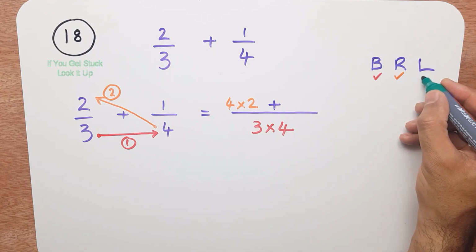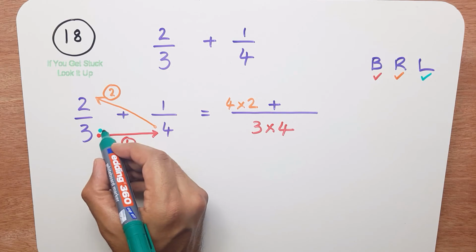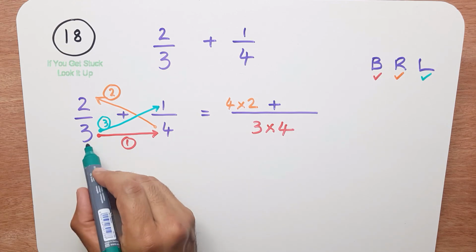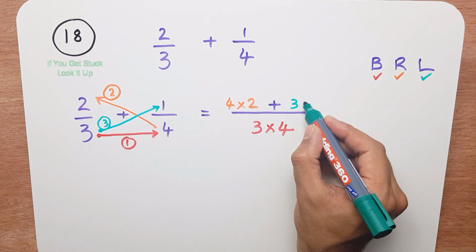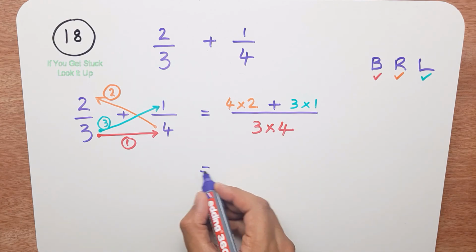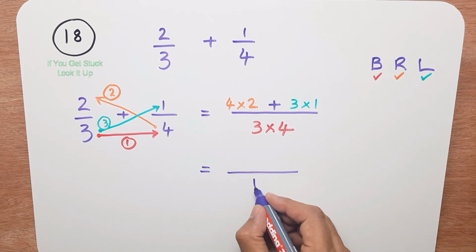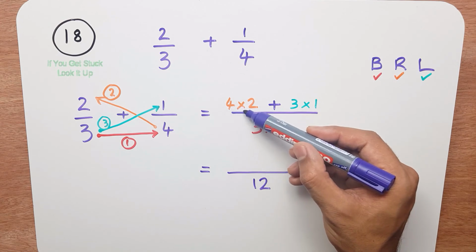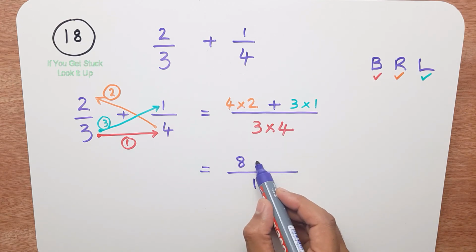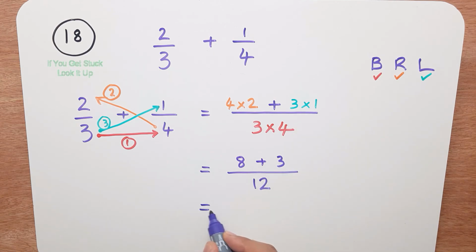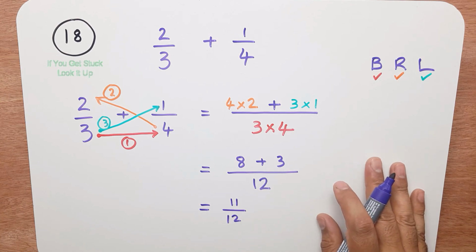And our third step is L for left. So we go from bottom left to top right. So that's our third step. So it'll be 3 times 1, and that goes there. 3 times 1. So what we have at the bottom as the denominator, we have 3 times 4, which is 12. And then we do 4 times 2, which is 8, plus 3 times 1, which is 3. And finally, 8 plus 3 is 11, and 12 at the bottom. So it's 11 twelfths. This is another way of doing it.